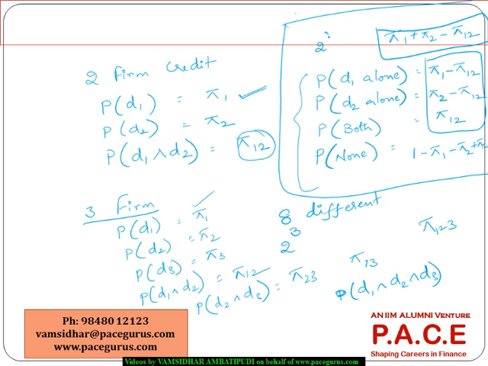Here we had 2 squared, 4 different probabilities coming up because it's a 2 firm. Here we'll have 3 firms, so it will go to 2 cube, 8 different probabilities. And if I have a 10 firm scenario, I may end up computing 2 power 10 calculations of probabilities of defaults pairwise, which becomes a very tedious exercise. So that's the reason this is one of the major limitations of this kind of framework.